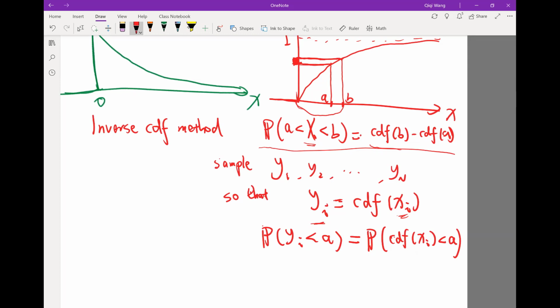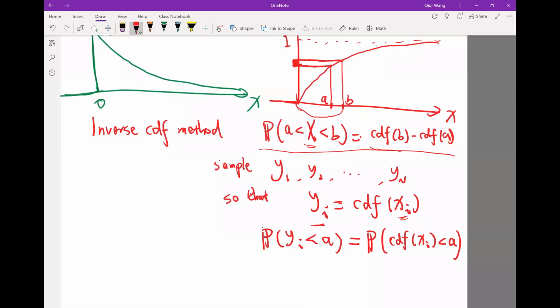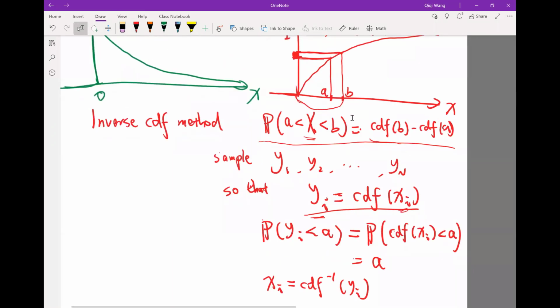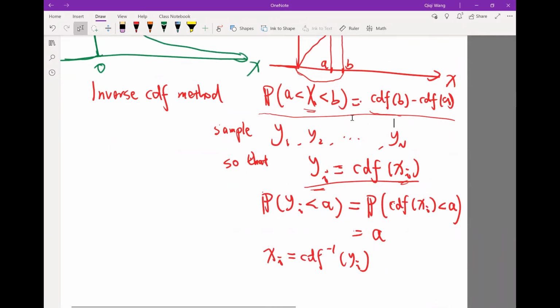So basically, that is saying yi follows a uniform distribution. The probability that yi is less than or equal to a is equal to a itself. So if I can sample these y's and then follow the definition of y and take xi equal to the inverse CDF of yi, then I get a set of xi's that are distributed according to the desired distribution.